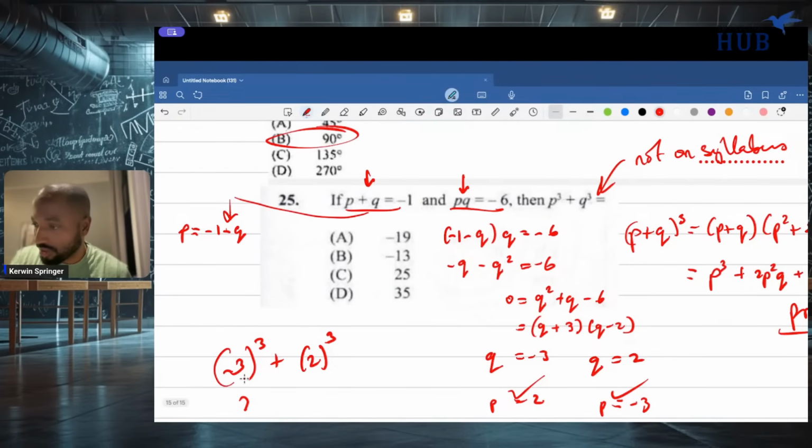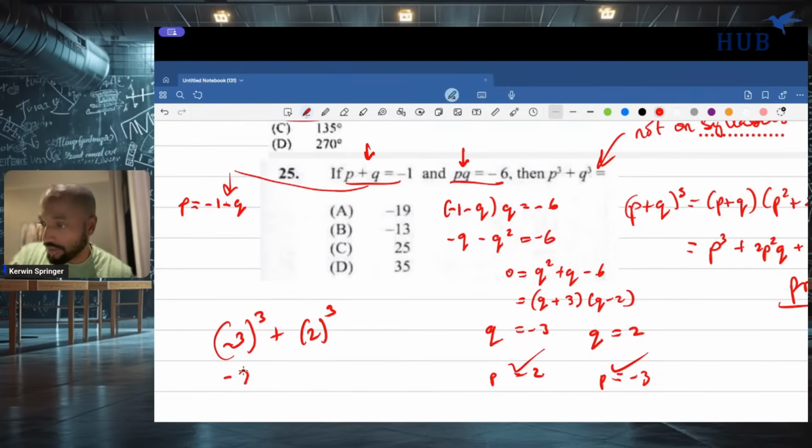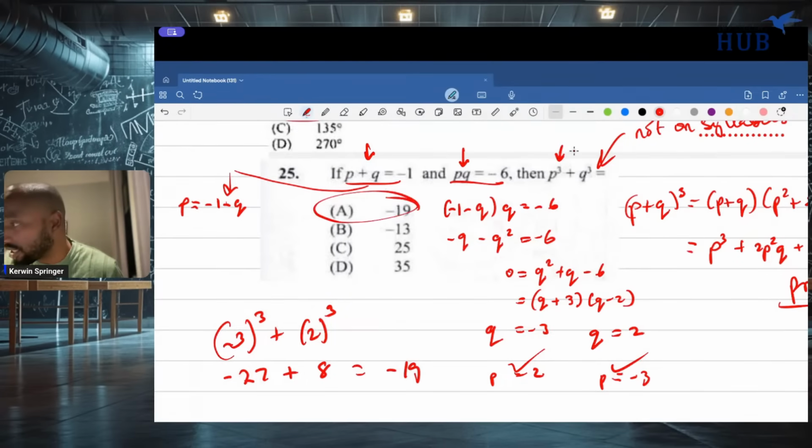-27 plus 8. So you get -19. See, yeah, this is a cubed. All right, so I'll just repeat it again, because this is probably the toughest one we've done so far.